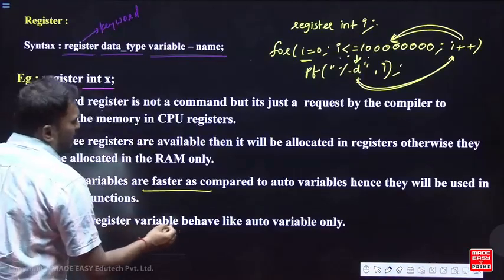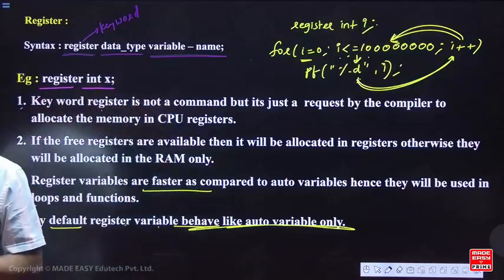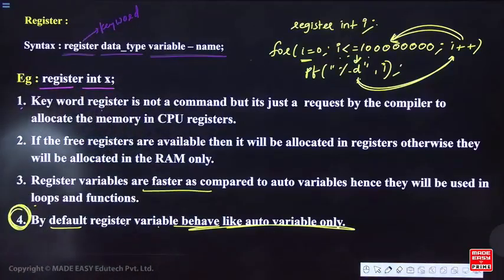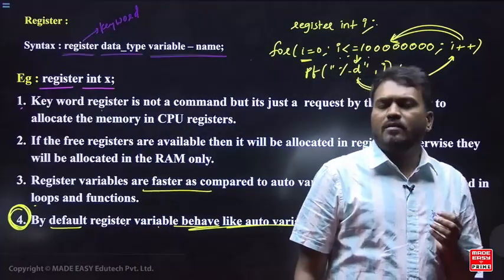By default, register variables behave like auto variables only, right? So by default all the register variables behave like auto variables only.